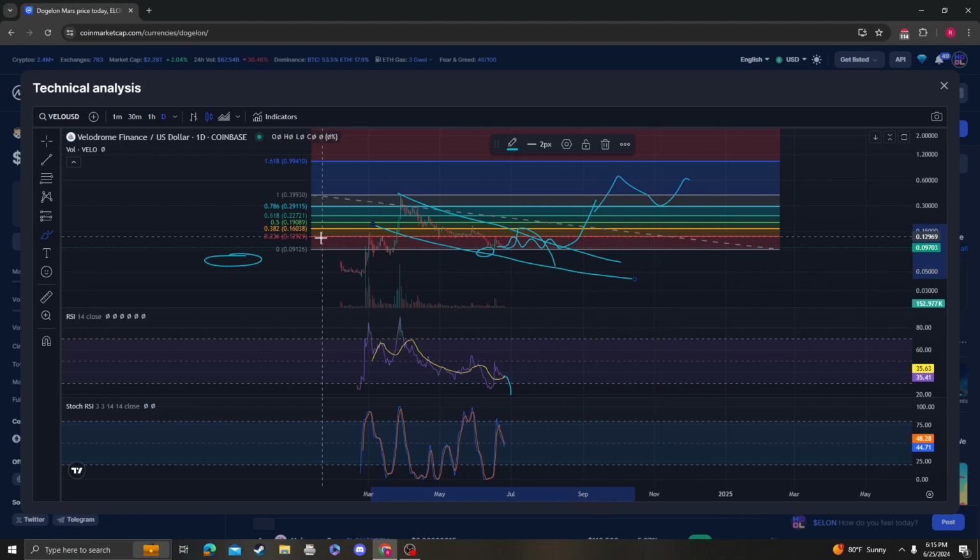The target is for the price to get over 16 cents. Once we get over 16 cents and stay above it, then we can say that Velodrome is going through a bull run. The Velodrome bull run has started, but until it does that and stays over 16, there's no bull run for Velodrome. I hope that all made sense.